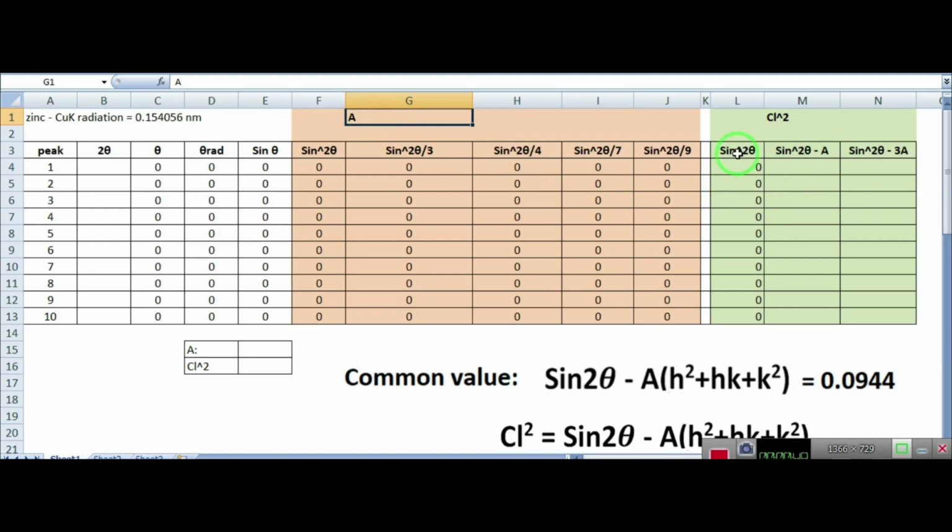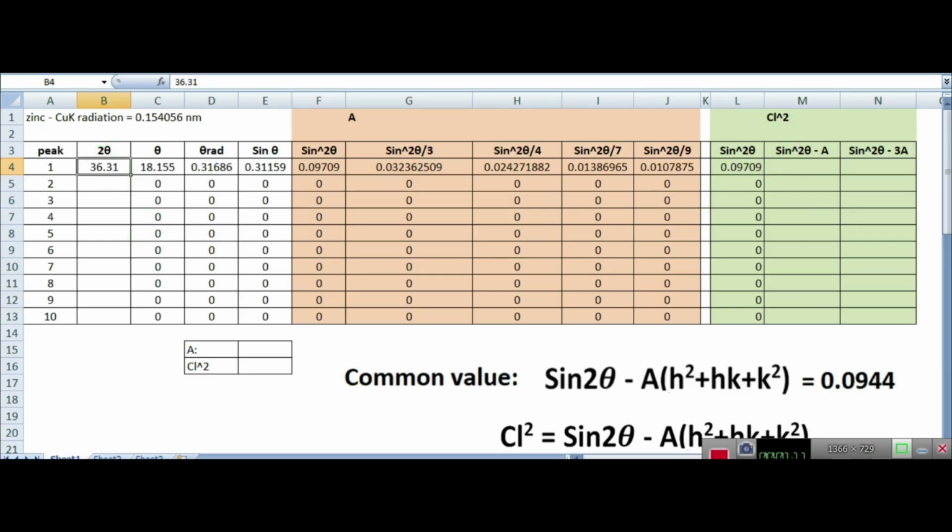Similarly, on the right hand side, you can see we have sin square theta, sin square theta minus A, sin square theta minus 3A. From these three columns, again, you can find a particular value which is going to be repeatedly appearing. That repeated value will be represented as C square. Now I'm going to put the values for peak positions.